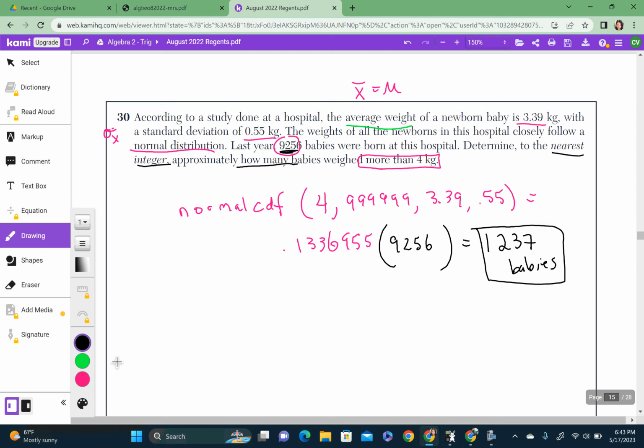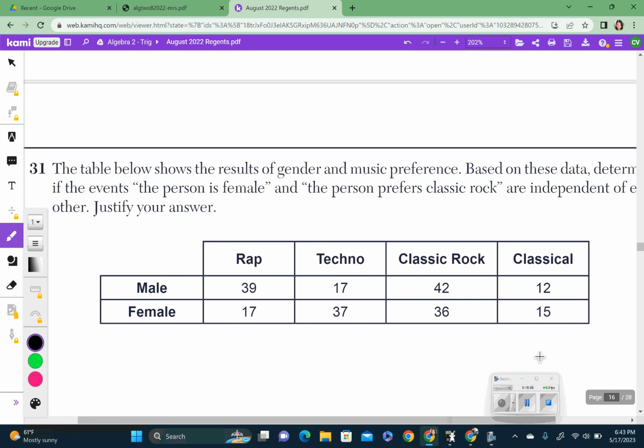Okay, question 30. All right, so for question 31, the first thing we want to do when we get a two-way table like this is go ahead and add all the numbers that we have: males, females, and then classic rock, in this case, is 78. That's the total number of classic rock. We want to do the same thing for males and females. If we add all the males, we get 110, and if we add all the females, we get 105.